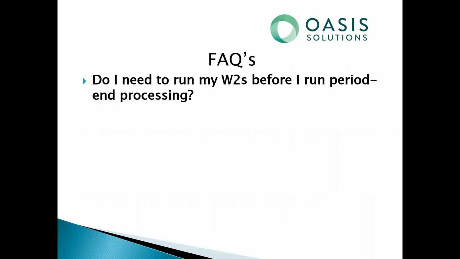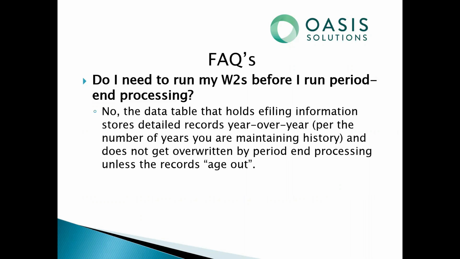The next question I normally get is, do I have to run my W-2s before I do period end processing? Again, in the old legacy version, one way to do it was to run W-2s before you did your period end processing. If you didn't do that, then you had to make the company copy. But with the new version, the data table that holds that e-filing information does not necessarily remove the records unless they age out beyond the number of years of history that you have decided to maintain. So you don't have to run your W-2s before you do period end processing.